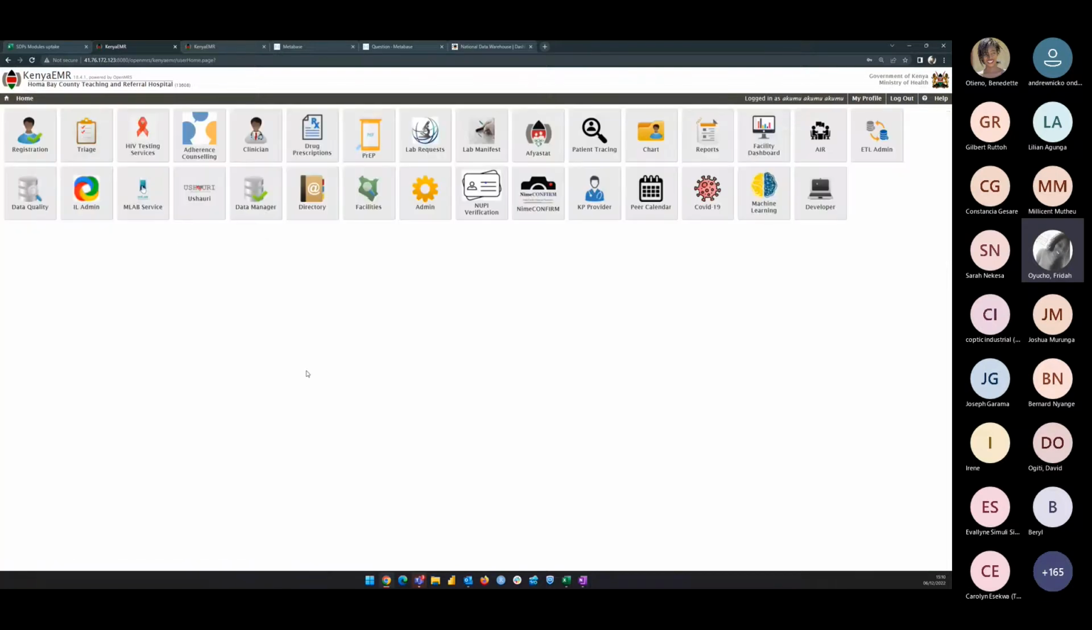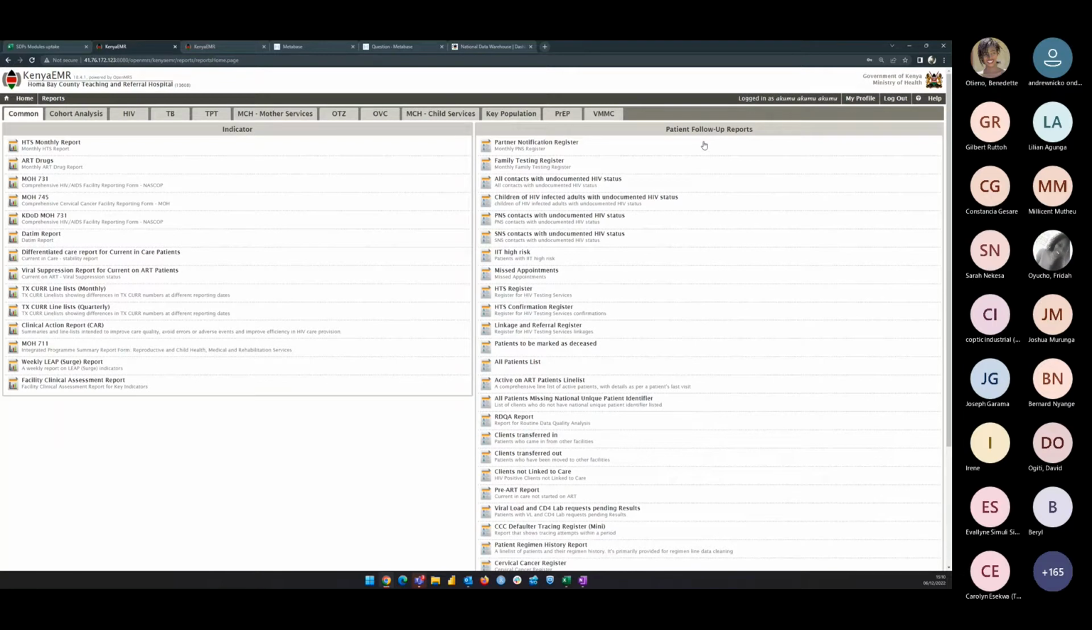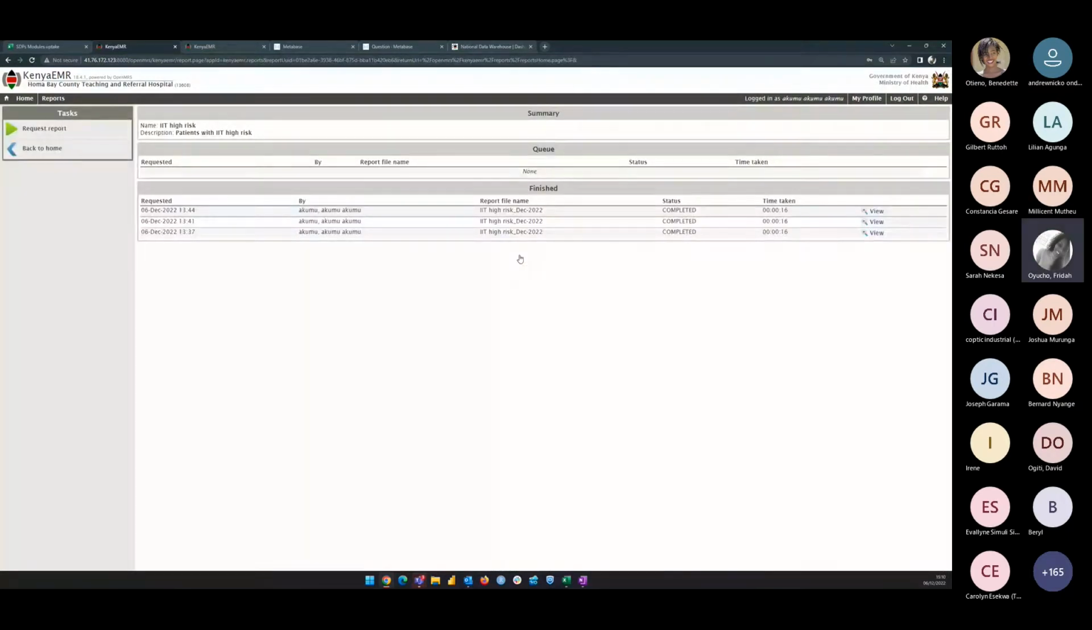For IIT, we don't really have a feature in any of the forms, but we have a report. So you simply click on the report module. Then we have the IIT report. So also just to comment on this before I even generate the report. When I pulled the risk scores, you are able to see high risk, medium, and low risk.